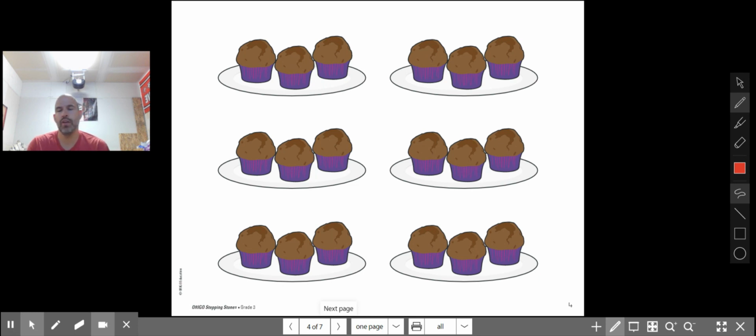Okay, I think a lot of you probably started by counting the number of plates. Is that right? Okay, so there are 6 plates, and you probably then counted how many were on each plate, which was 3. And if we multiply 6 times 3, we get 18. All right, so 6 equal groups of 3 is a total of 18.